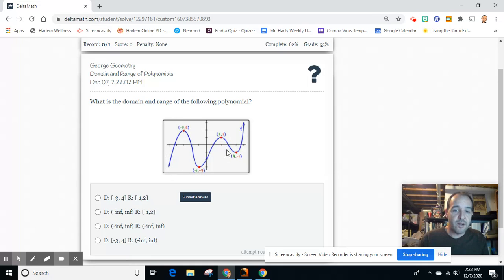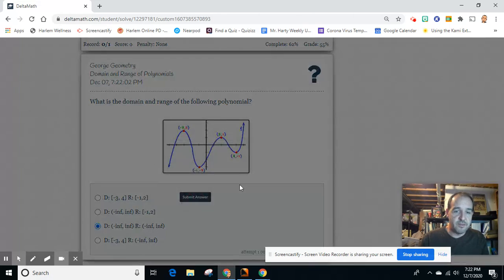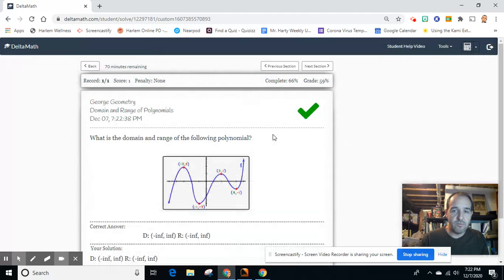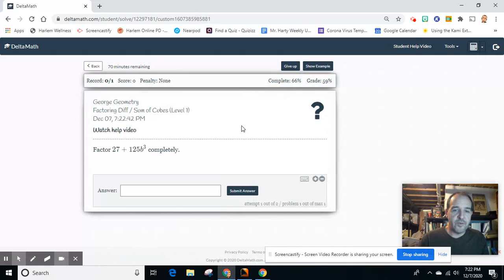Okay, we got arrows. What do arrows mean? Arrows mean infinity, right? Down forever, up forever, all the infinities. This one I feel good about. All right. So again, we just got to watch for some of those things.